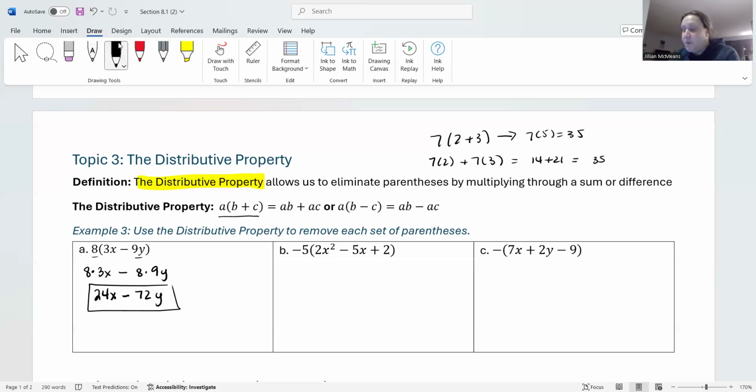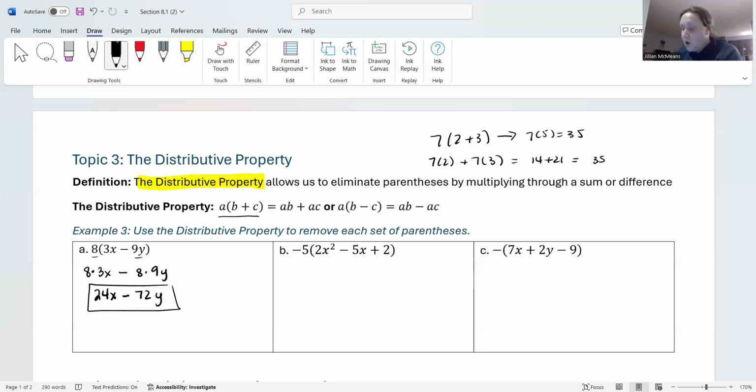Okay, next up we have negative 5 times, in parentheses, 2x squared minus 5x plus 2. So we're going to multiply each term inside parentheses by this negative 5 outside parentheses. And for each individual multiplication, we're going to address the sign. We're going to decide if it's positive or negative.